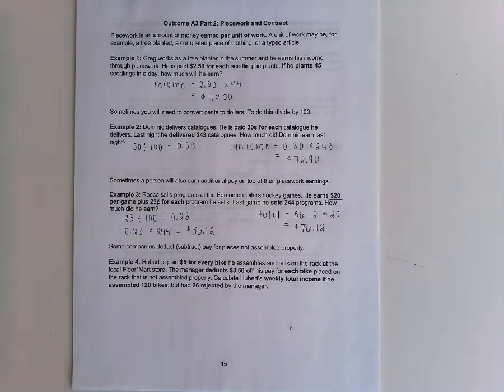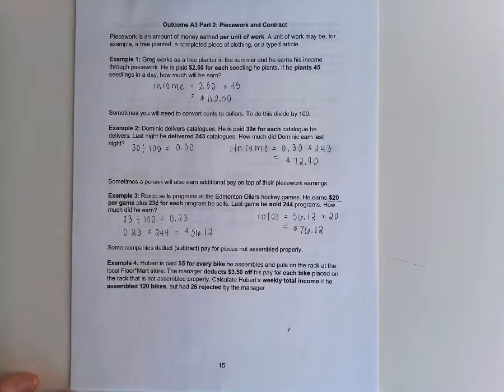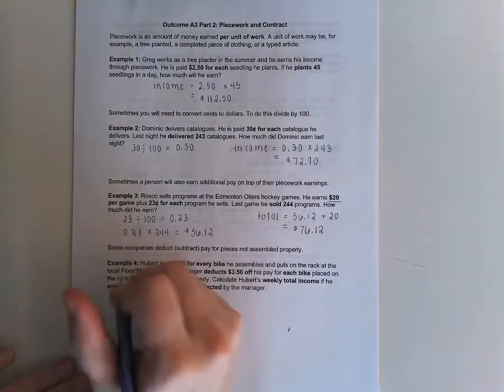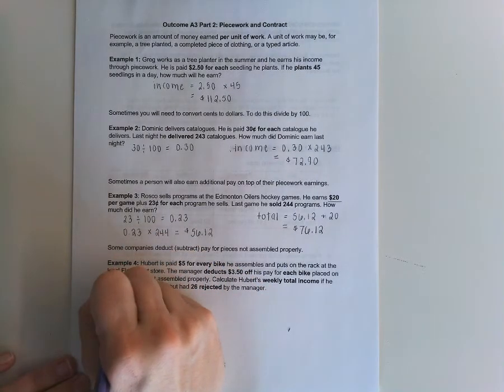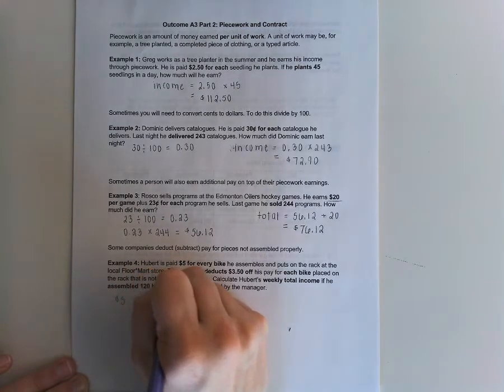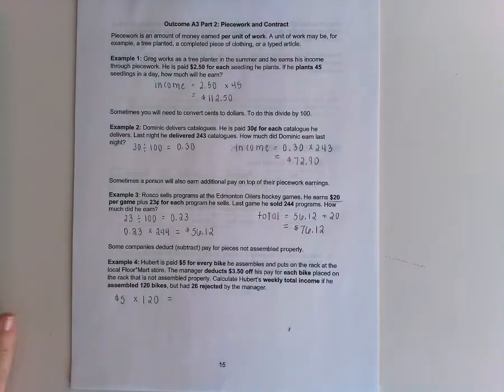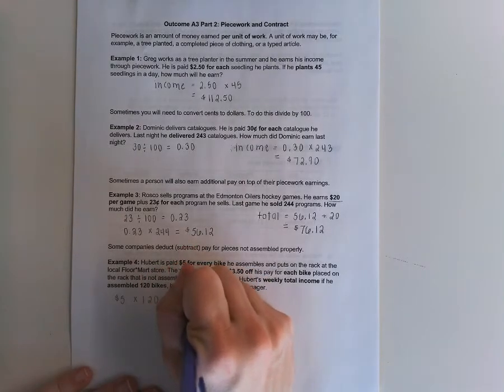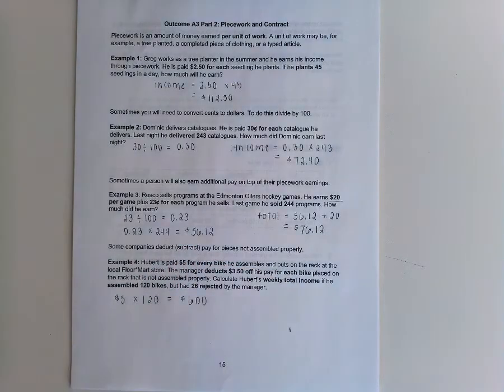The first thing I would do is calculate $5 for every bike times 120 bikes. So $5 times 120 bikes means he earns $600 for assembling those bikes.